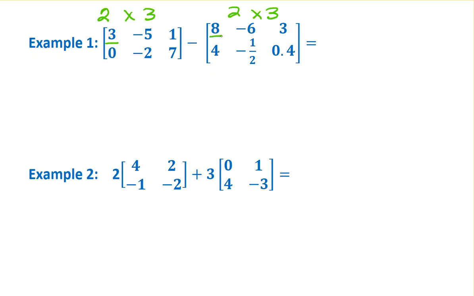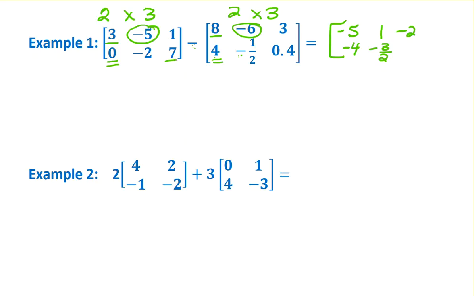So we're going to take the 3 minus the 8, and then we go to the next position and we'll take the negative 5 minus a negative 6. Remember, we're subtracting, so we'll have a negative 5 plus 6. And then we'll have a 1 minus a 3. And then we're ready to go to our next row. So we have a 0 minus a 4. And then we have a negative 2 minus a negative 1/2. So this becomes adding a 1/2. So we'll have a negative 3/2 or a negative 1.5.